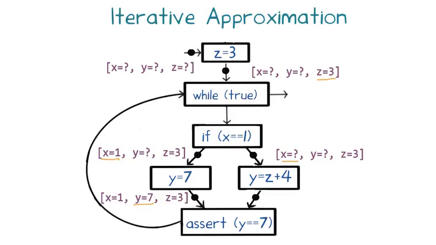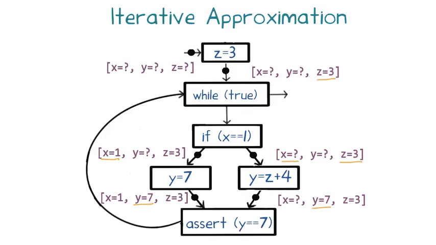Now let's look at the statement that assigns the expression z plus 4 to y. Since the analysis had previously discovered that the value of z before this statement is the constant 3, it can conclude that the value of y after this statement must be 3 plus 4, which is 7. At this point, the analysis has concluded that at each immediate predecessor of the assertion, the value of y is 7. It thereby concludes that the value of y in the assertion must be 7 and therefore that this assertion is valid.